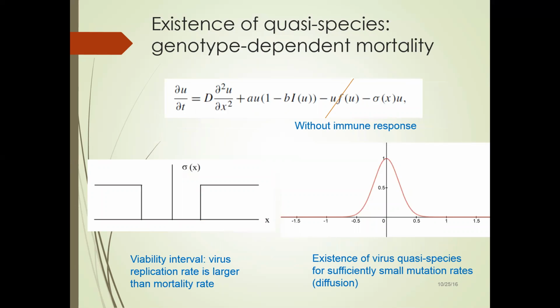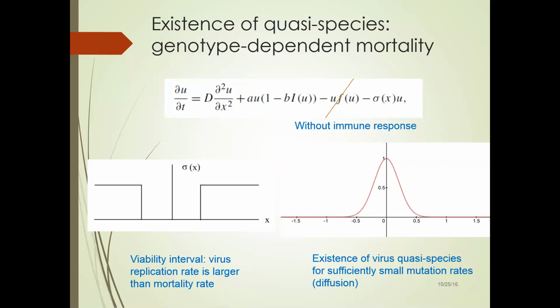We begin to study the existence of virus quasi-species in the simpler case without the immune response. Hence, we consider virus mutations, reproduction, and genotype-dependent mortality. This situation corresponds to cell cultures, but not to a host organism. The function sigma of x, which characterizes virus mortality rate, is shown in the left figure. We take it for simplicity here as a piecewise constant function. It equals 0 inside some interval of genotype values and some positive value outside of this interval. This interval with zero sigma of x is a viability interval where the virus reproduction rate exceeds its mortality rate. In this particular case, the stationary solution of this equation can be found explicitly.